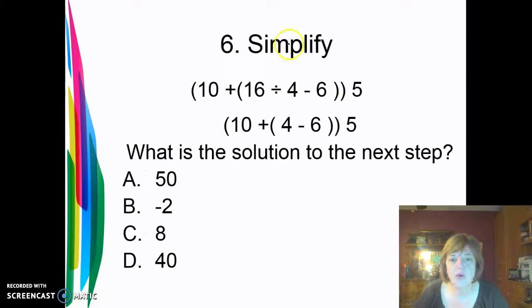Okay, so the first thing was division. 16 divided by 4. That's how we got this 4 here. What's our next step? What's the next thing we're going to do? Notice I didn't get rid of any of the parentheses. We still have them.